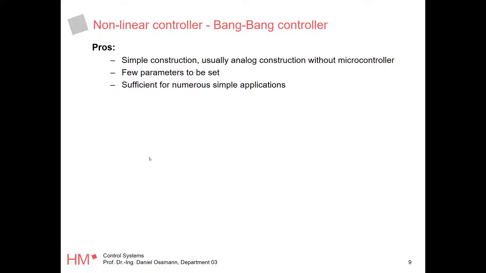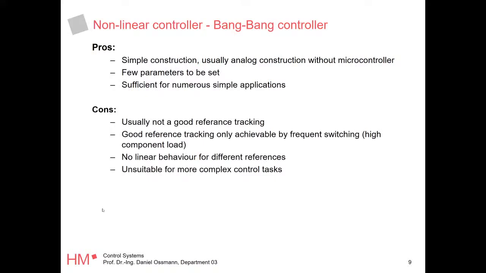Obviously, if you want to build a high-end oven, I don't want to do any advertisement, but I'm quite sure that, I don't know, a Miele, for example, has a little bit more sophisticated controller in there. Okay, the cons. Well, you usually don't have good reference tracking because you need the hysteresis, because you're going to destroy your system pretty fast if you don't go with any hysteresis. But you can have good reference tracking, but it will have a very high component load.